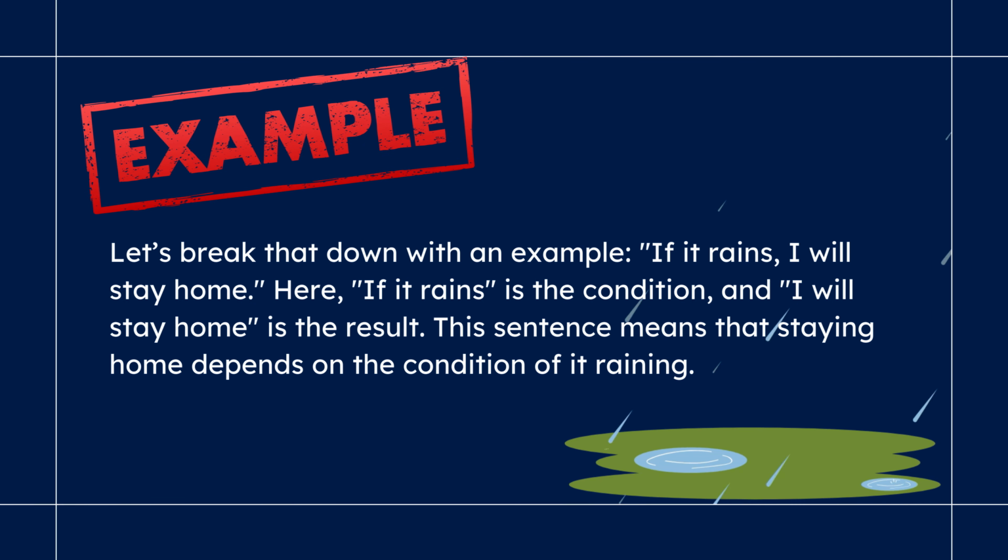Let's break that down with an example. If it rains, I will stay home. Here, if it rains is the condition, and I will stay home is the result. This sentence means that staying home depends on the condition of it raining.